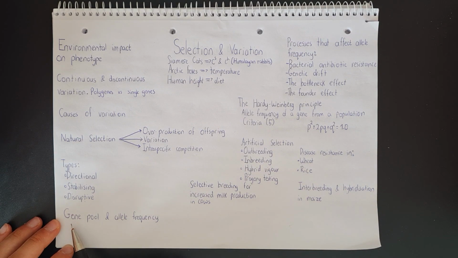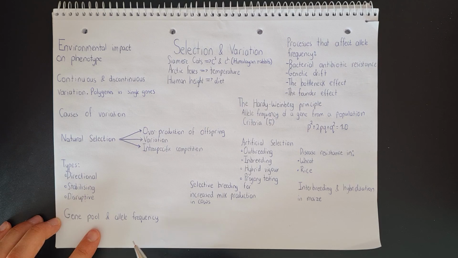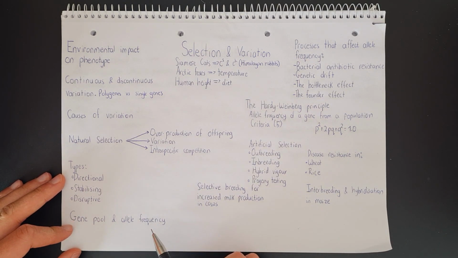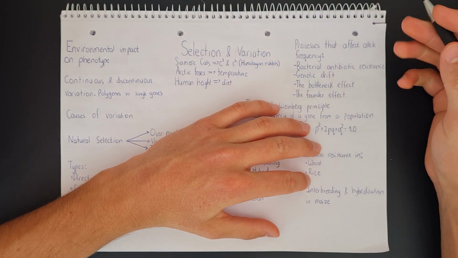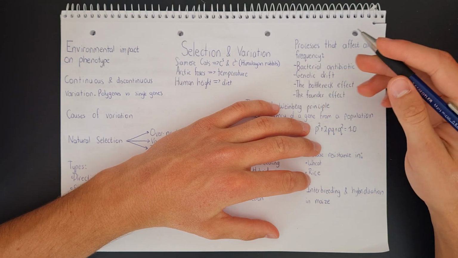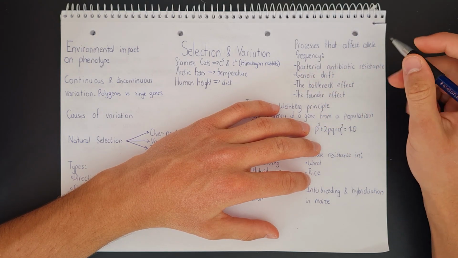Now, gene pool refers to the total number of all of the different alleles of all of the different genes within a population at a specific point in time. And allele frequency refers to the frequency of each different allele within that gene pool. Now that we've taken a look at the gene pool and allele frequency, let's take a look at some processes that affect allele frequency. And the first example will be bacterial antibiotic resistance.